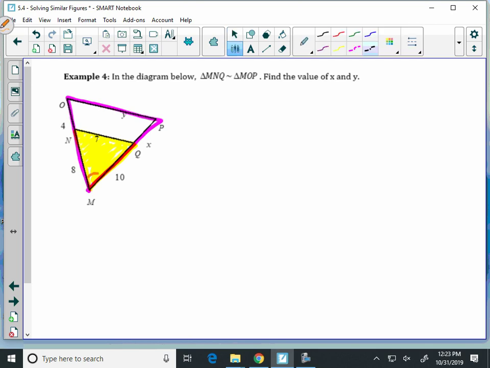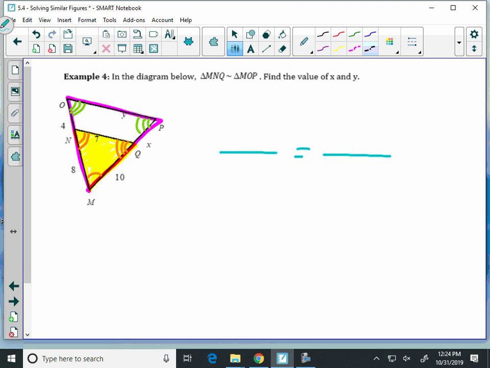I have M and Q. Same process. M already has an arc, so I don't have to write it again. So M gets 1, O gets 2, and P gets 3. M already has an arc from the previous triangle, so you don't have to put another arc. It's already accounted for. So we're trying to find X, and X is part of a side or angle? Side. We're going to set up a proportion.